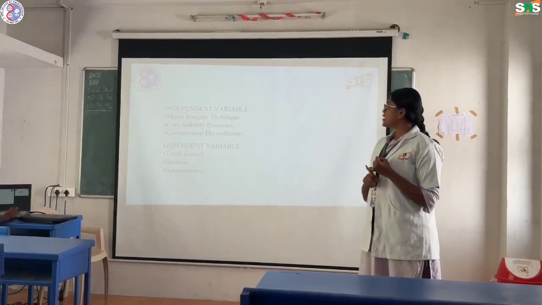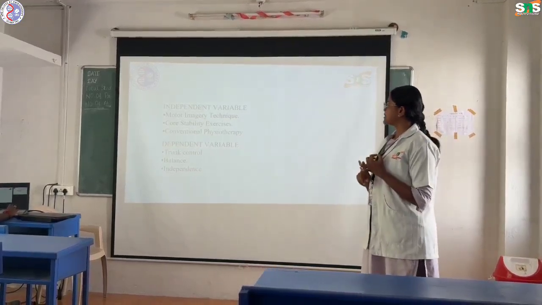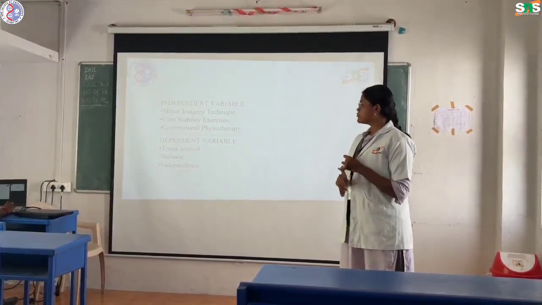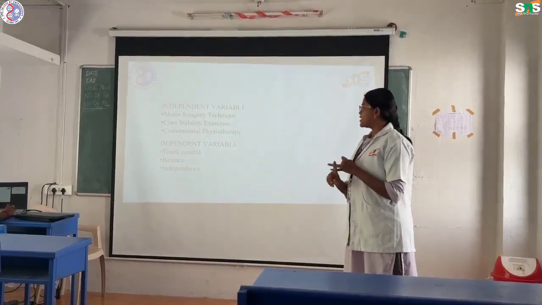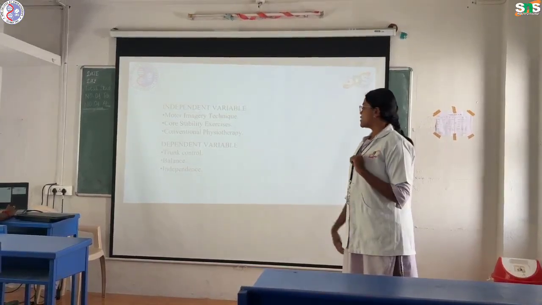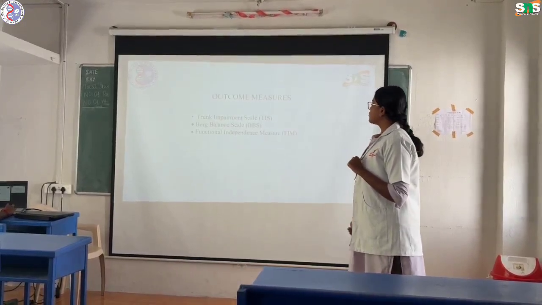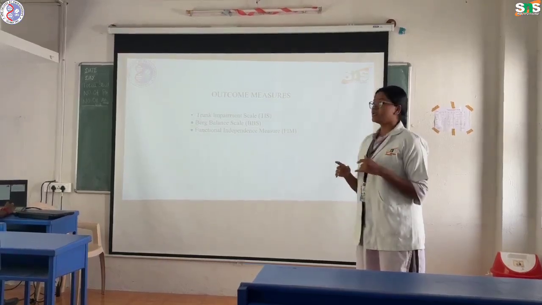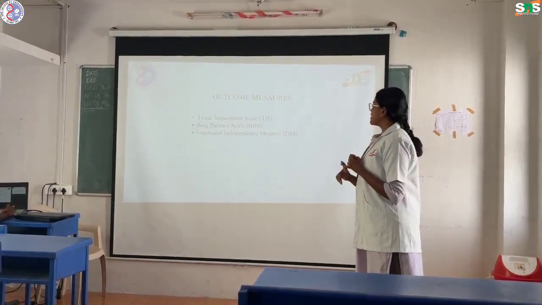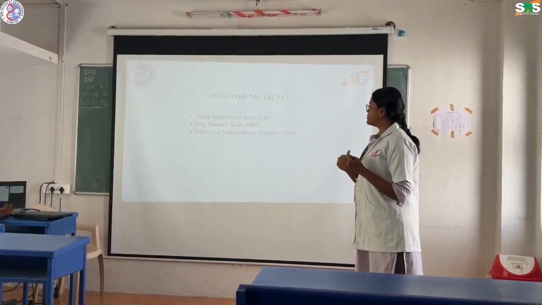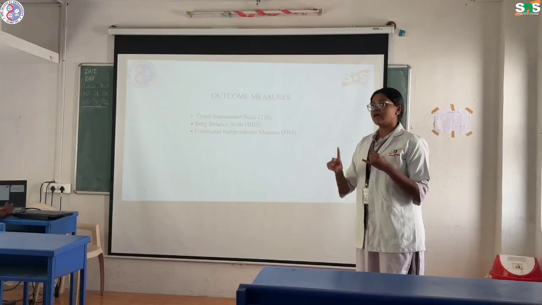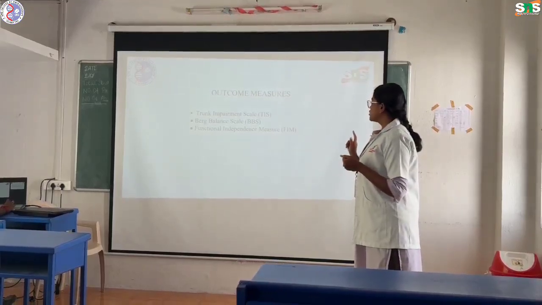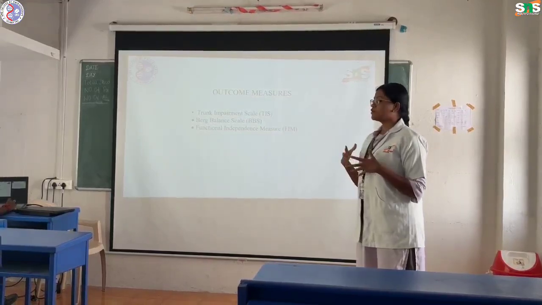Independent variables are motor imagery techniques, core stability exercises, and conventional physiotherapy. Dependent variables are to improve trunk control, maintain balance, and improve functional independence. These are the outcome measures: the Trunk Impairment Scale to measure trunk stability in sitting, the Berg Balance Scale to measure balance during standing and other daily activities, and the Functional Independence Measure to evaluate their day-to-day activities.